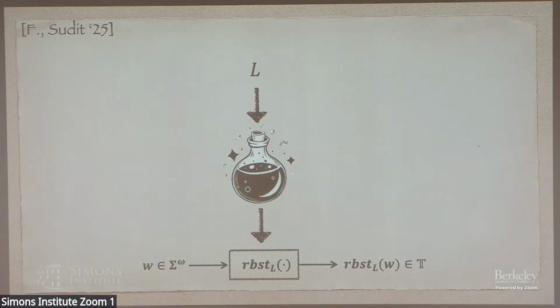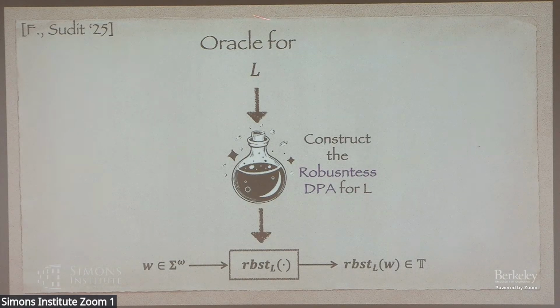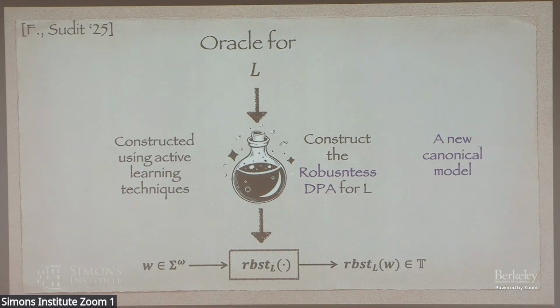An easy way to avoid it is to say that you give me an oracle for L. So I don't have a representation of L at all, but I can just query about it. We take an oracle for L and construct from it what we call the robustness deterministic parity automaton for L, which is a new canonical model that we came up with. We construct it using automata learning techniques.